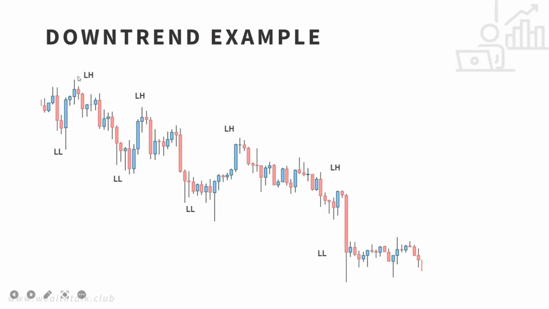So when we see a series of lower highs and lower lows, we verify that we are in a downward direction, the market is in a downtrend, and we just look for short opportunities in a downtrend. And when we see an uptrend, we just look for long opportunities in the market.